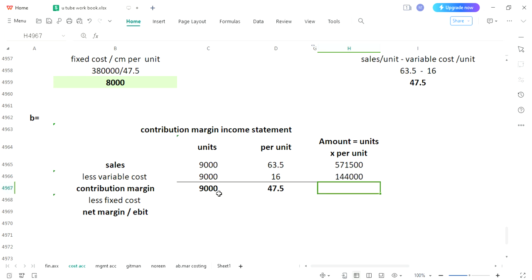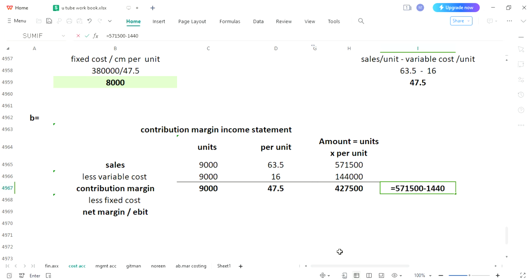There are 2 ways. First we will follow the same method. Units would be multiplied with per unit. Units are 9,000 and you will multiply per unit contribution margin, which is 47.5. You have got your contribution margin. Second way, you can see that contribution margin is difference between variable and sales. So to calculate the difference, you will subtract your variable cost from sales. Sale amount is 571,500 and you will subtract your variable cost 144,000. So in this way, you can see same amount you can calculate with these two methods.